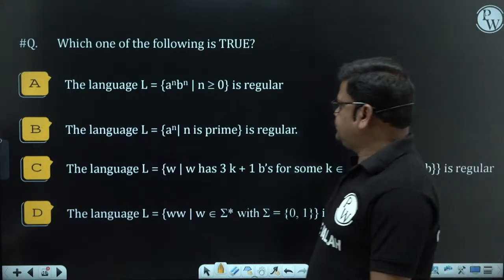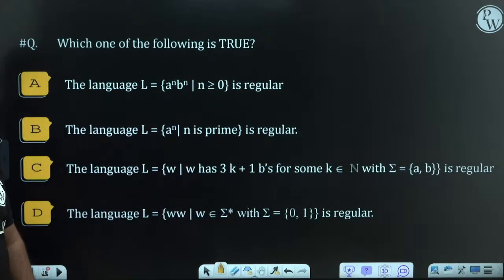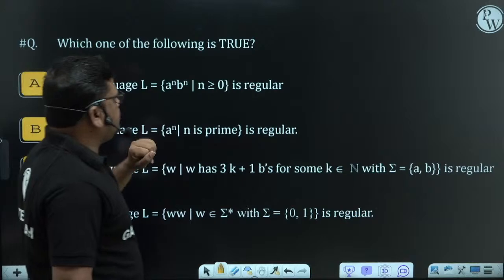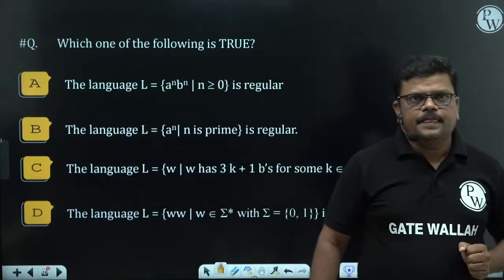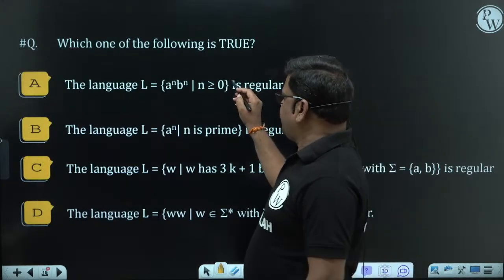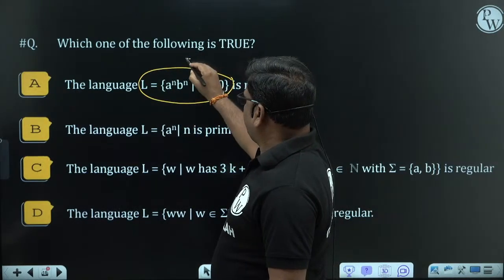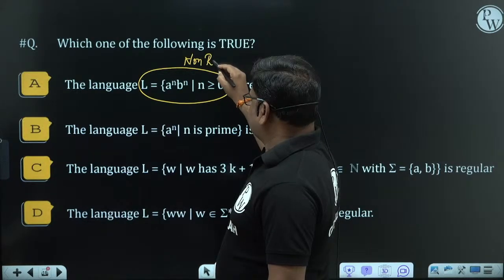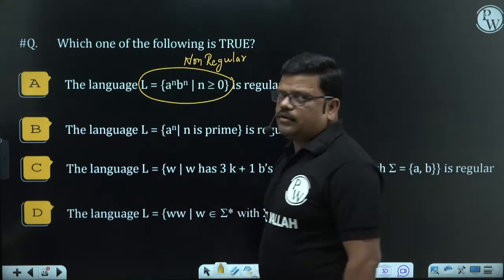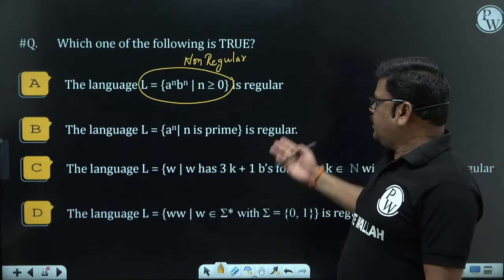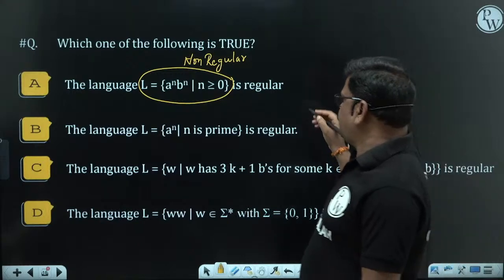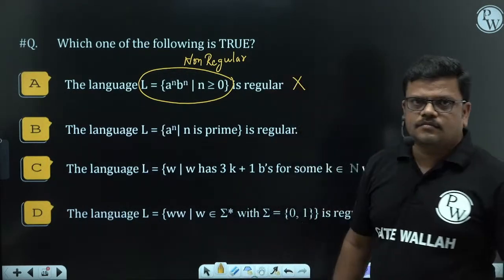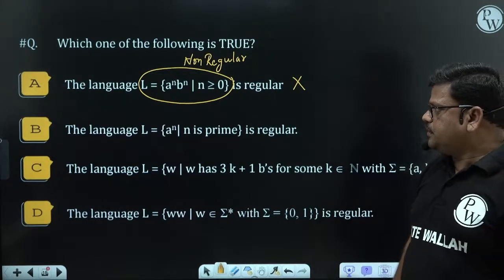Which of the following is true? Easy one. So let us solve one by one. He is saying the first option, the language A power n, B power n, n greater than or equal to 1, is regular. But what actually is this language A power n, B power n? It is clearly a non-regular language. But he is saying regular. So this is clearly false. First option is clearly a false one.